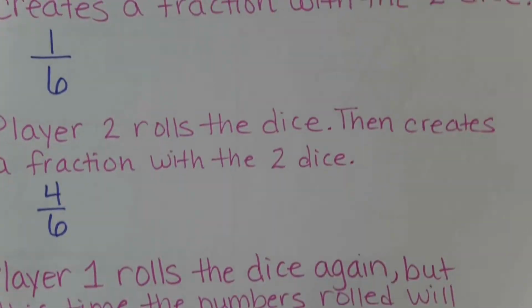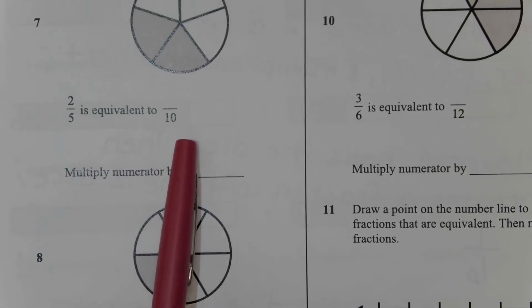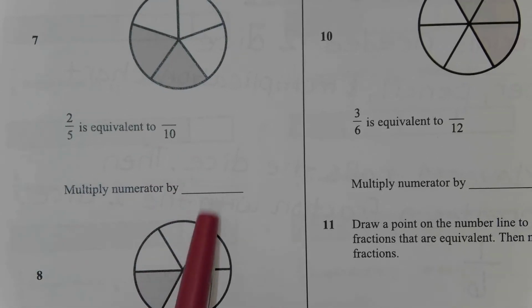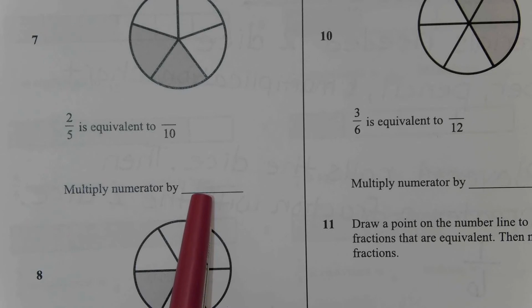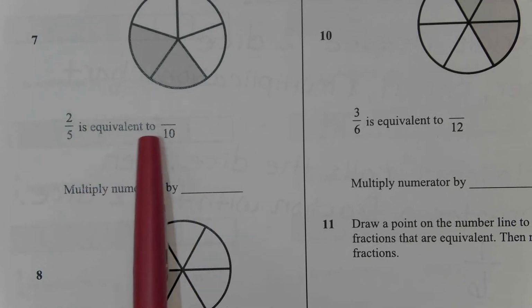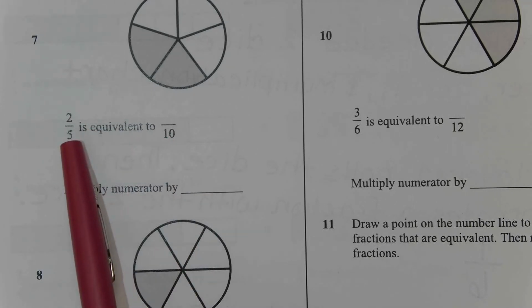Okay, so after you play the game, now you are going to practice on page 3B, page 2. You are going to look for the equivalent fractions, and then you have to tell me what you multiplied the numerator by. So 2/5 is equivalent to, and remember to do this mathematically.